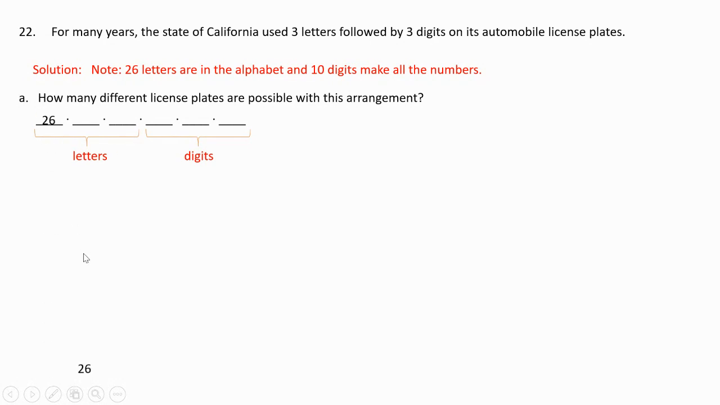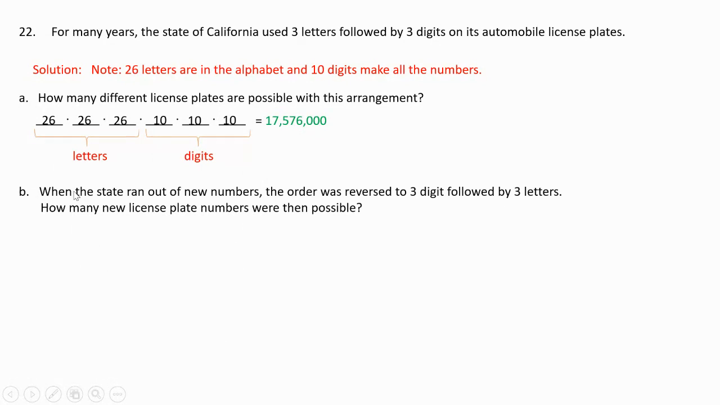There's 26 letters. There's no restriction, right? So 26 times 26, and then all these will be 10s because 10 digits can go here, right? The digits 0 to 9 can go in every slot there. We multiply them, so that's my result. When the state ran out of new numbers, the order was reversed, right? So reverse means now these are going to be my digits. These are going to be my letters.